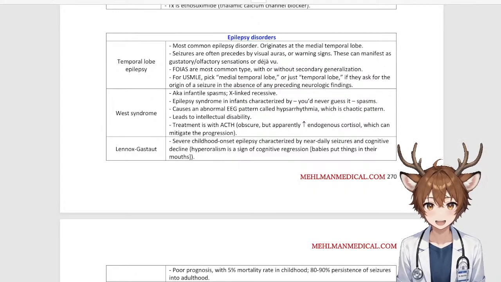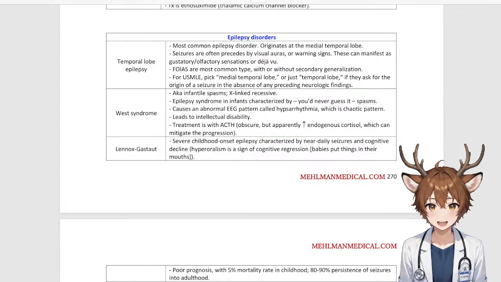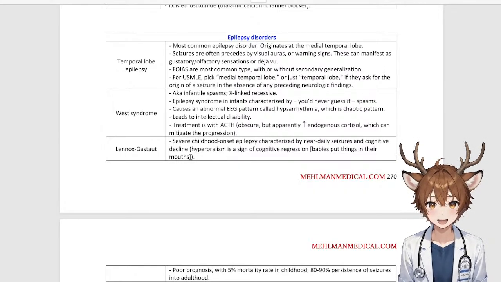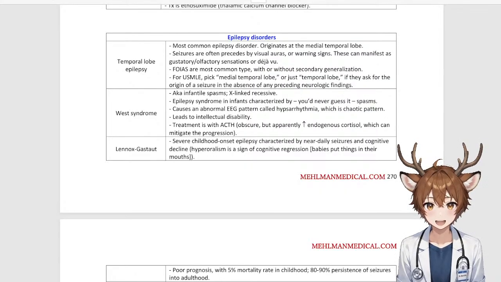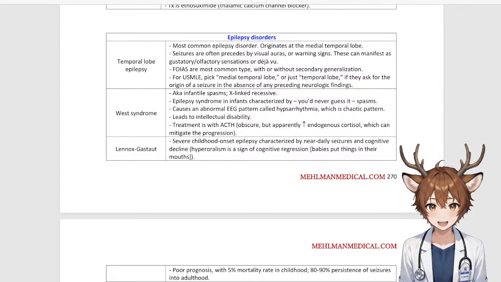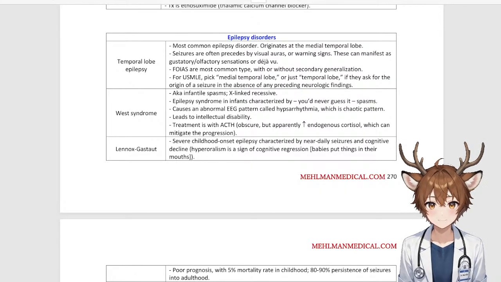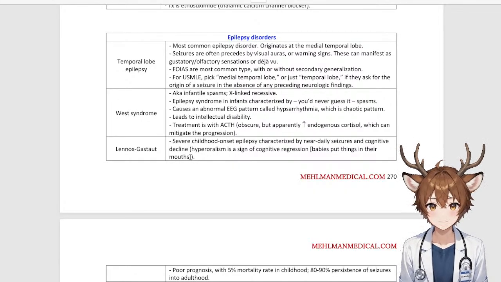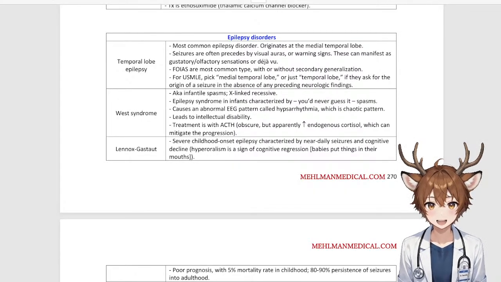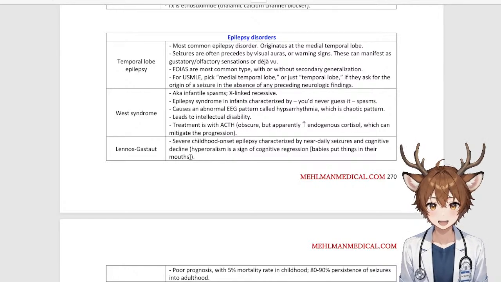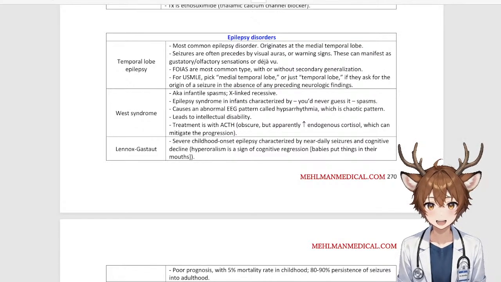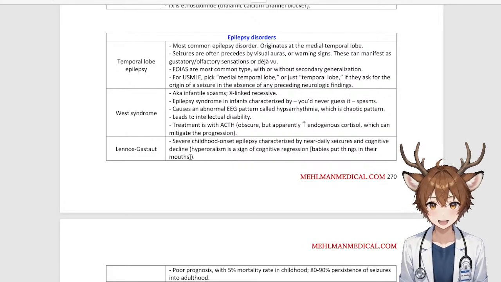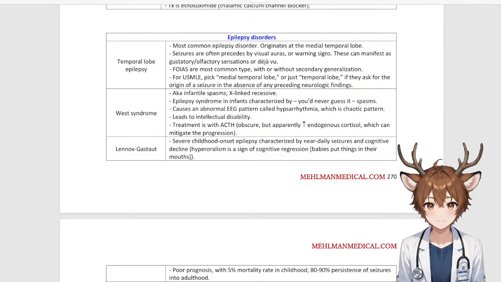Okay. West syndrome. We're still talking about epilepsy disorders here. So West syndrome, aka infantile spasms, X-linked recessive. An epilepsy syndrome in infants characterized by, you never guess it, spasms. It causes an abnormal EEG pattern called hypsarrhythmia, which is a chaotic pattern, and leads to intellectual disability. Treatment is with ACTH, obscure but apparently elevated endogenous cortisol can mitigate the progression.